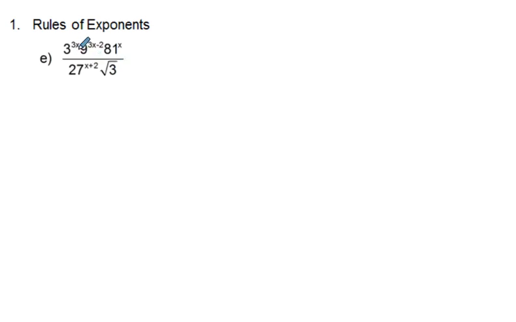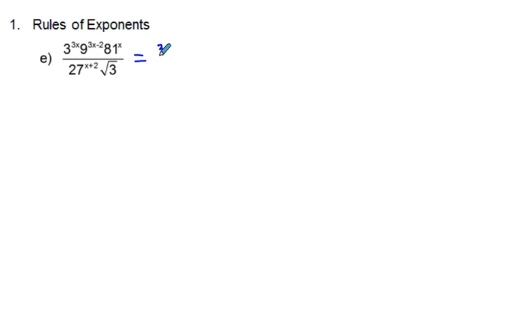Okay, this expression here: 3 to the 3x power times 9 to the power of 3x minus 2 times 81 to the power of x, over 27 to the power of x plus 2 over square root of 3. What we're going to try to do is rewrite each one of these numbers as a common base. What base do we have in common with all these numbers? So I hope you can see that 3 would work very well. So we're going to try to rewrite this whole expression as a base of 3.